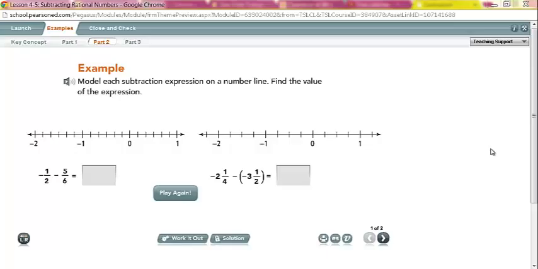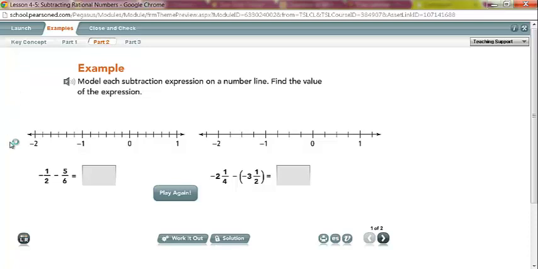Welcome back, ladies and gentlemen, to part 2 of lesson 4-5, subtracting rational numbers. We're looking at the example of part 2, and let's listen to what this gentleman's asking us. Model each subtraction expression on a number line. Find the value of the expression.